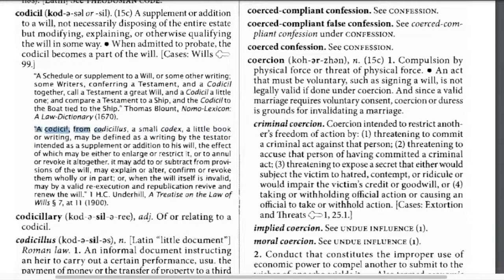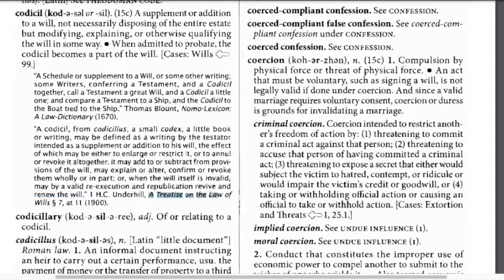A codicil, from codicillus, a small codex, a little book or writing, may be defined as a writing by the testator intended as a supplement or addition to his will, the effect of which may be either to enlarge or restrict it, or to annul or revoke it altogether. It may add to or subtract from provisions of the will. It may explain or alter, confirm or revoke them wholly or in part, or, when the will itself is invalid, may be a valid re-execution and republication, revive and renew the will.